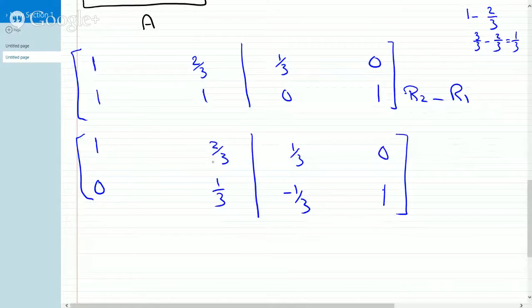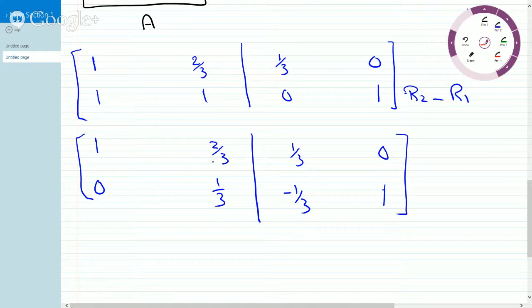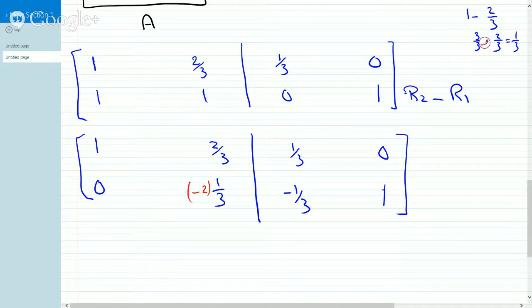Now this guy needs to be a 0. Correct? Yes. So look, this is 1/3, this is 2/3. The only way this can become a 0 is if this guy is minus 2/3. So when I add it to the 2/3, I get 0. So the question becomes, how do I make this a minus 2/3? Well, if I just multiply it by minus 2, then it becomes a minus 2/3. So that means I need to multiply row 2 by minus 2 and add it to row 1.